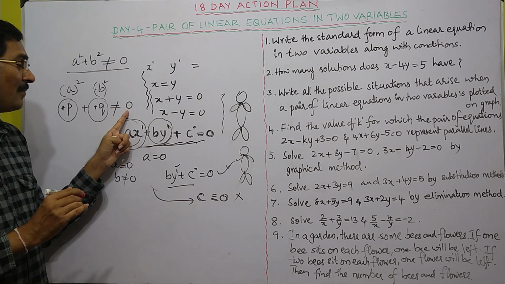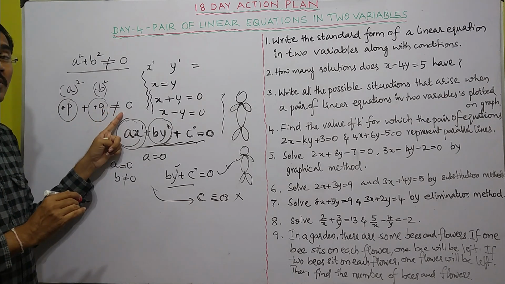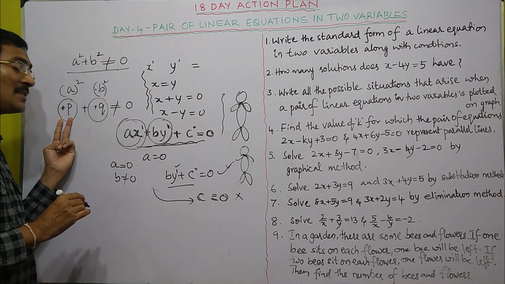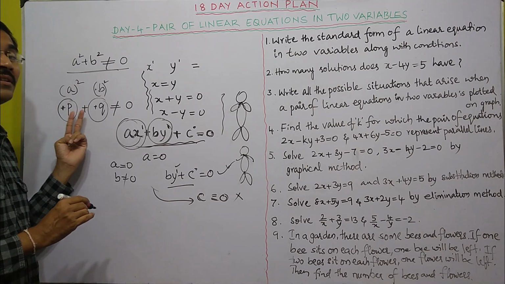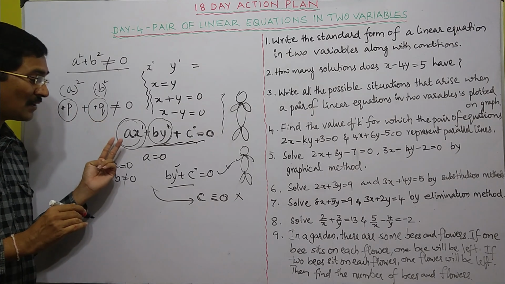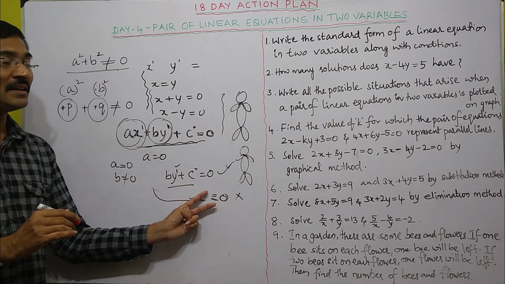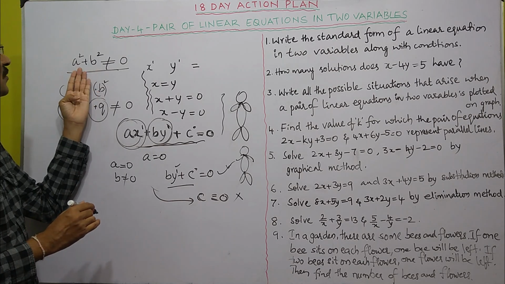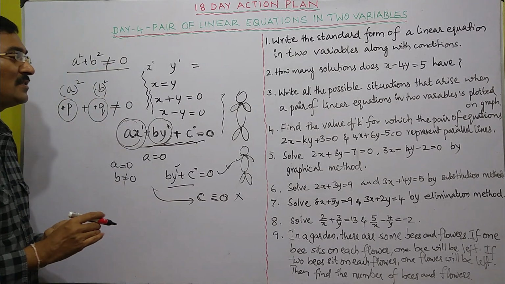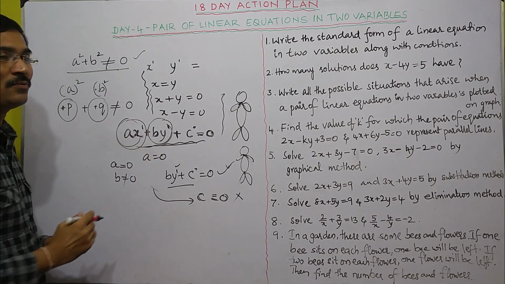So that is why he is asking this should not be equal to 0. That means either this must not be equal to 0 or this must not be equal to 0. So instead of saying such a lengthy sentence in English, we simply use this one, a square plus b square is not equal to 0. So this is the condition that should be fulfilled.